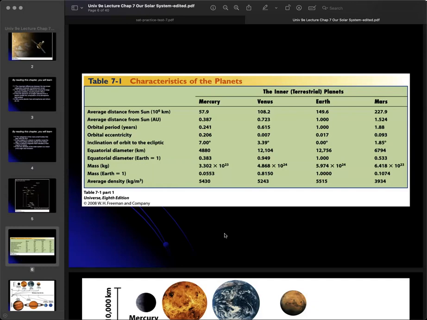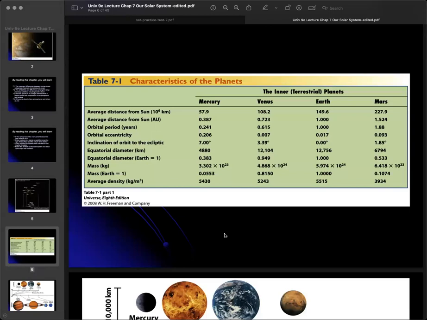Now here is something especially important. The equatorial diameter, taking Earth's diameter as 1. So within the inner planets, Earth is the biggest planet. Mercury, Venus, and Mars all are smaller than the Earth. Mercury is obviously the smallest planet. Its diameter is 0.383 times that of Earth, or in other words, about 38% that of Earth.